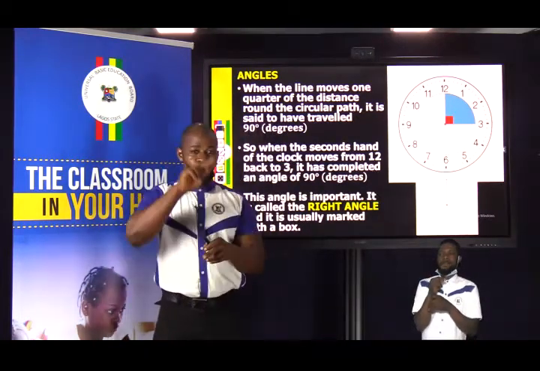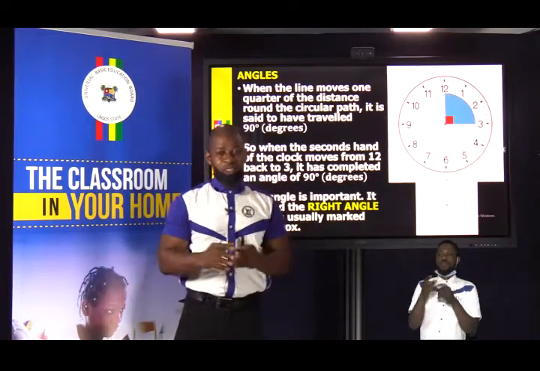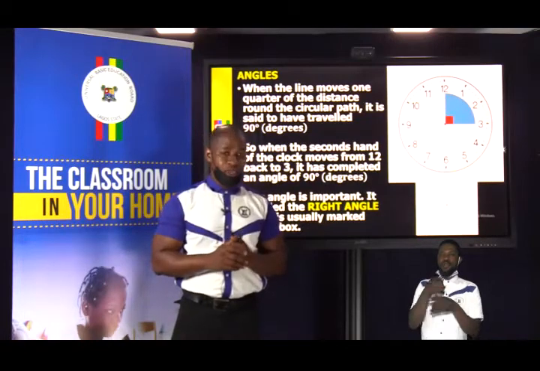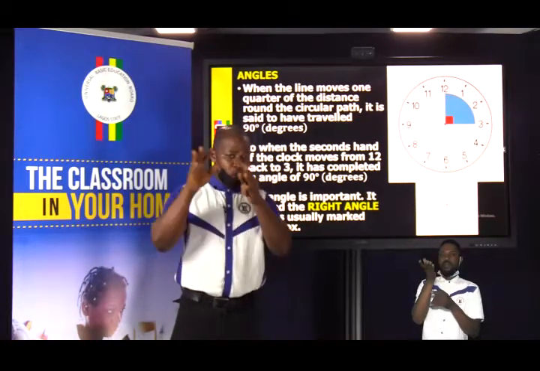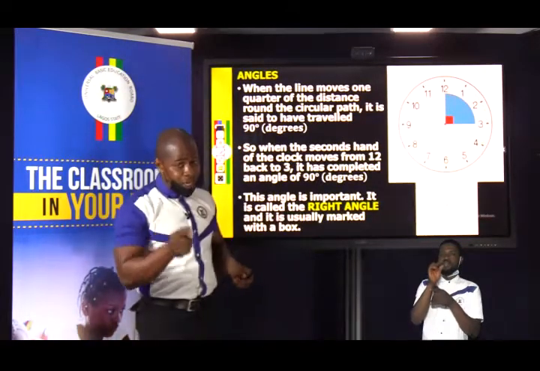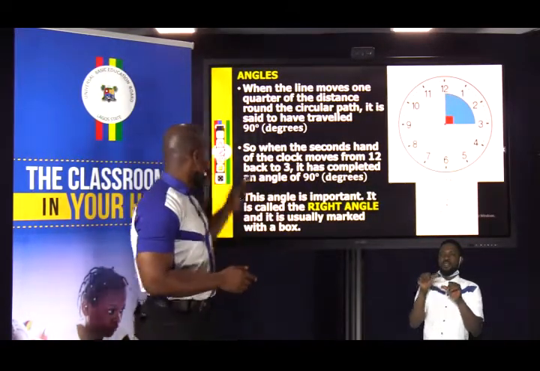So I'll take it again. Total distance around the circle, 360 degrees. Halfway forms a straight line, and that is 180 degrees. Half of that, which is 1/4 of the whole circle, is 90 degrees, and that is what we call the right angle. Now let's move on quickly.